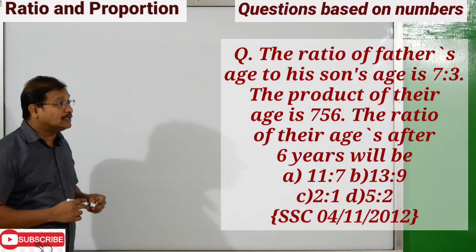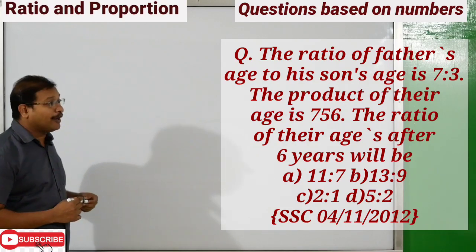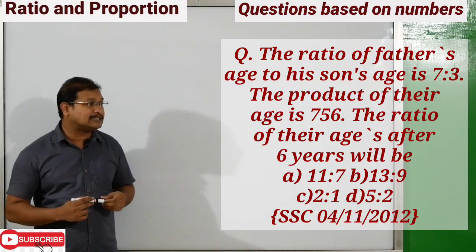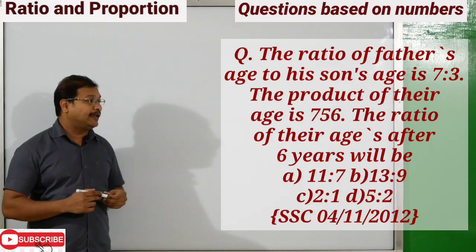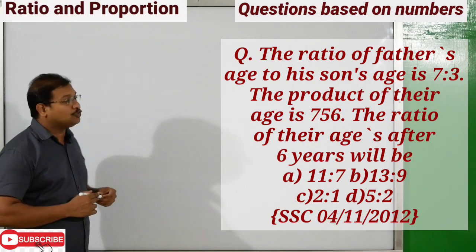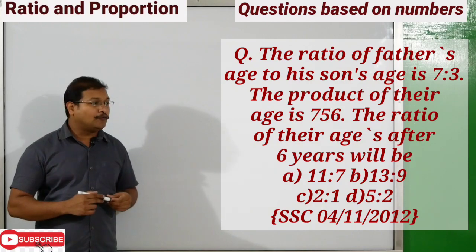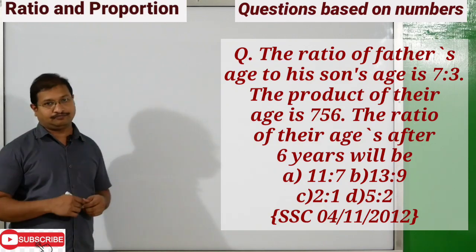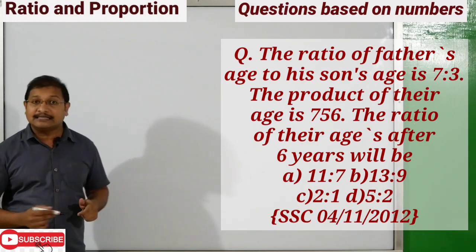The ratio of the father's age to his son's age is 7:3. The product of their ages is 756. The ratio of the ages after 6 years will be option A 11:7, B 13:9, C 2:1, D 5:2. Of course, it came in SSC 4/11/2012. Ready?